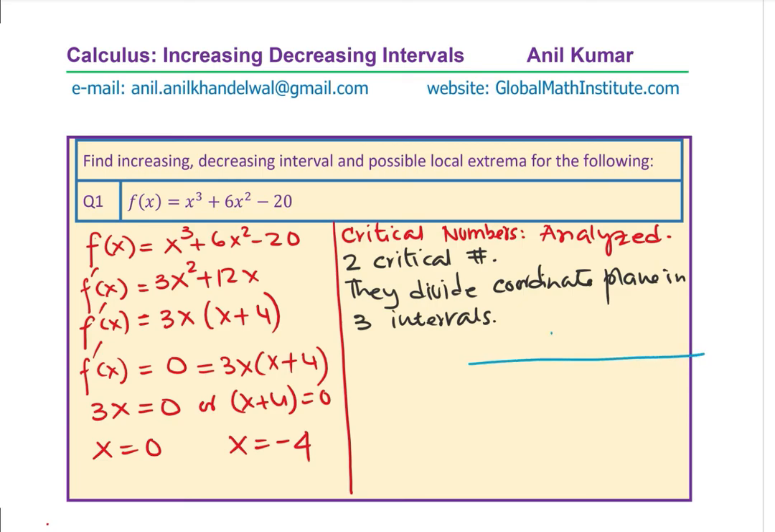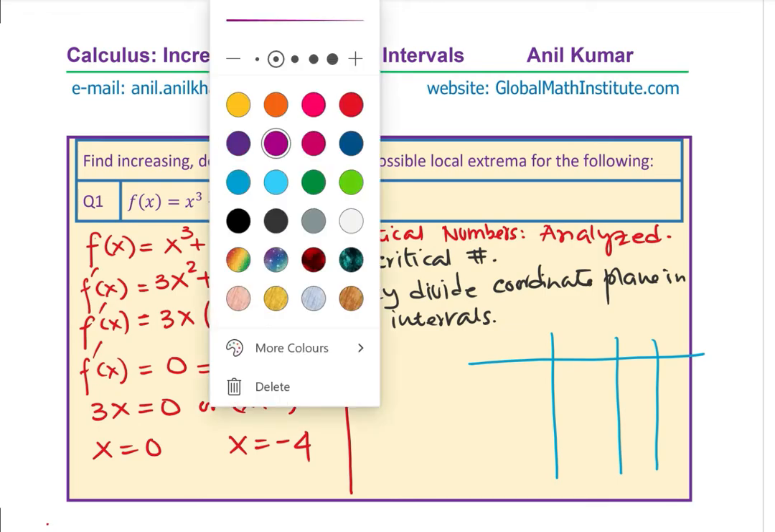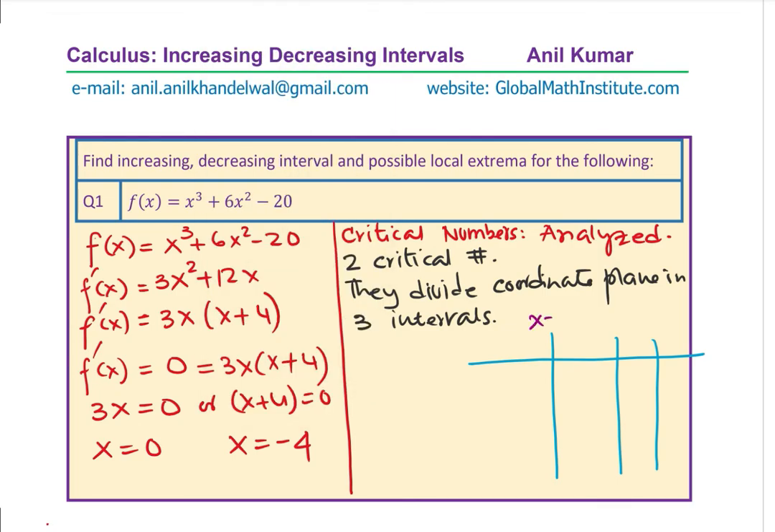So what we are saying here is that we have two critical numbers. One is 0, the other one is minus 4. So let us say this is x equals minus 4 and this is x equals 0. So that gives you the interval from minus infinity to minus 4, and this is from minus 4 to 0, and then we have from 0 to infinity, right?